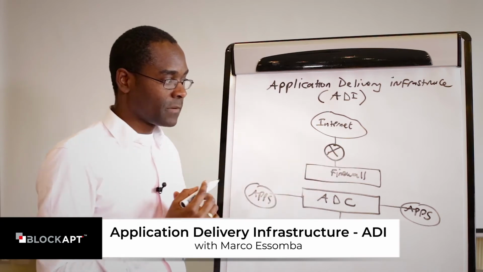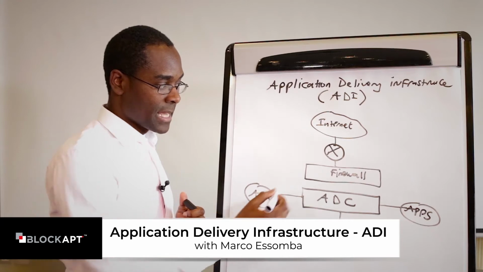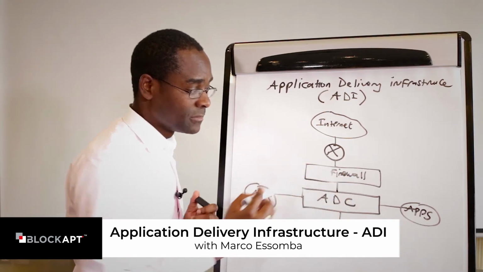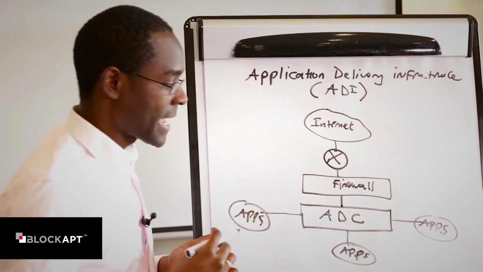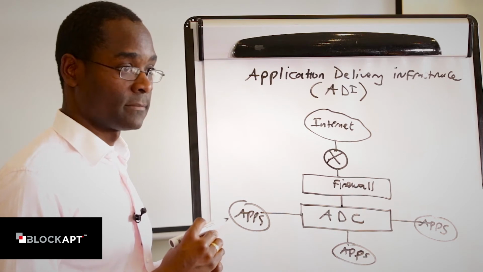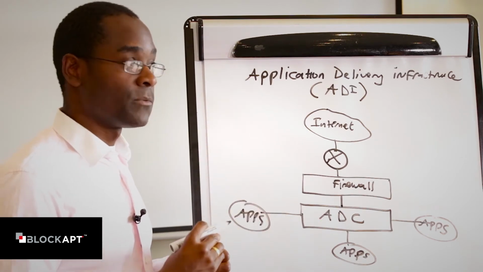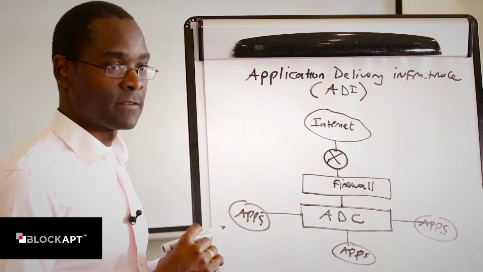This is a representation of a router, a device that interconnects many different networks. And I have my firewall here providing some sort of protection at the entry point. And then I have my ADC, my application delivery controller. So this entire infrastructure, in a very simplistic way, is usually what people refer to as application delivery infrastructure.